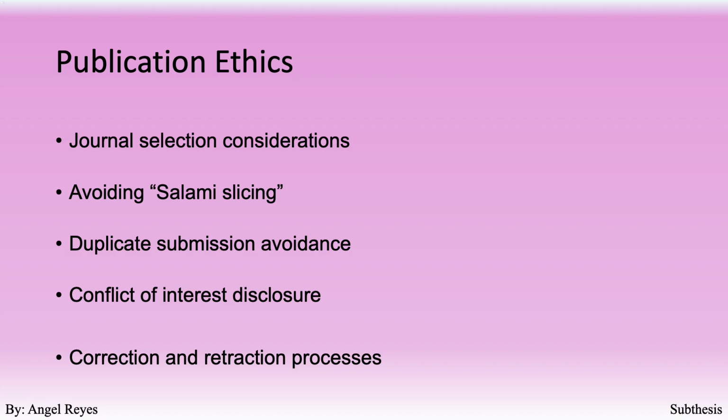Correction and retraction processes involve promptly addressing errors or more serious problems after publication, prioritizing scientific accuracy over reputational concerns. These practices collectively support the integrity of the scientific literature, ensuring that publications serve their fundamental purpose of advancing reliable knowledge.